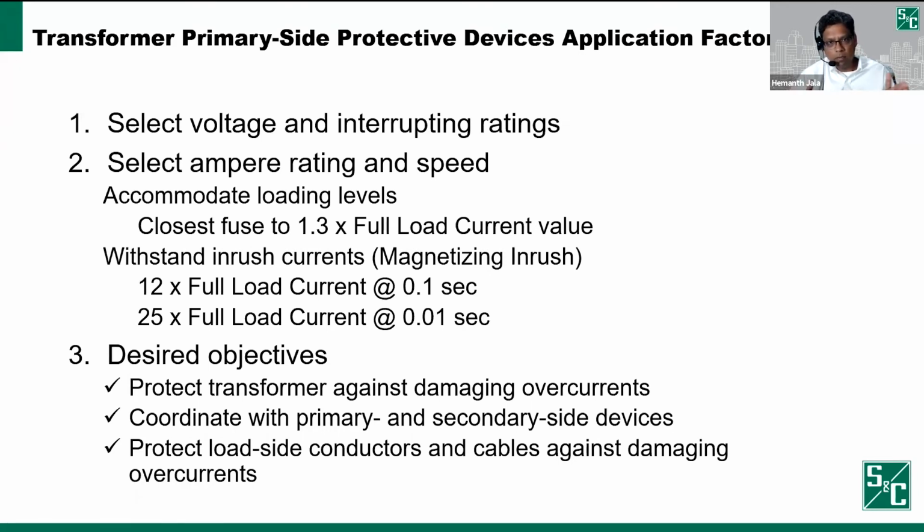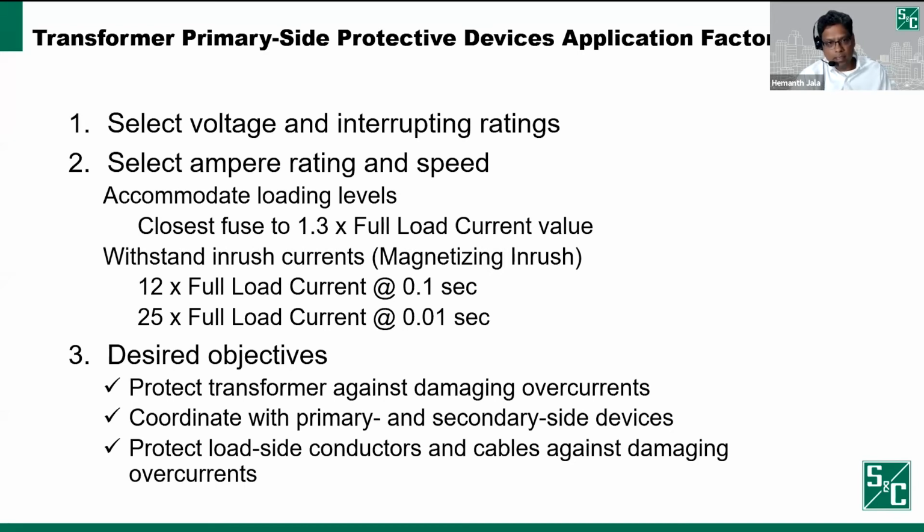This is a quick summary of what we looked at and how you would use these application factors to pick a particular fuse. First thing, like I said, you need to make sure that the voltage and interrupting ratings are appropriately selected. You want to select the ampere rating and speed of that fuse. Typically, when it comes to transformer protection, you calculate the full load current value of the transformer. Then you pick a fuse that's closest to 1.3 times the full load current value.